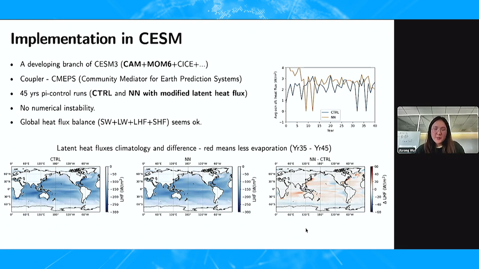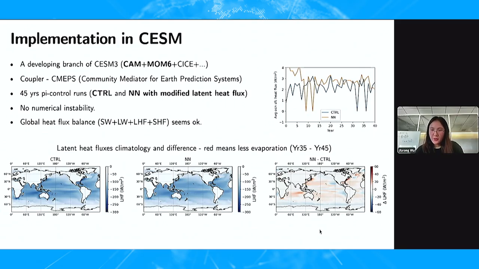And this is the spatial distribution of the latent heat fluxes. So the colors are all blue because the ocean is losing heat due to evaporation. And when we look at the difference, red means that there's less evaporation.